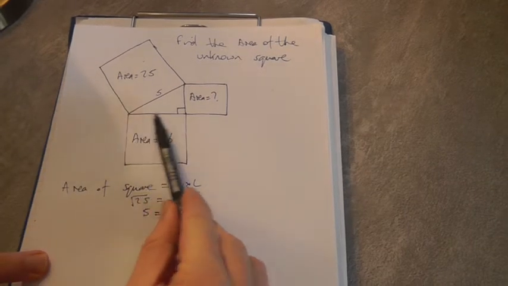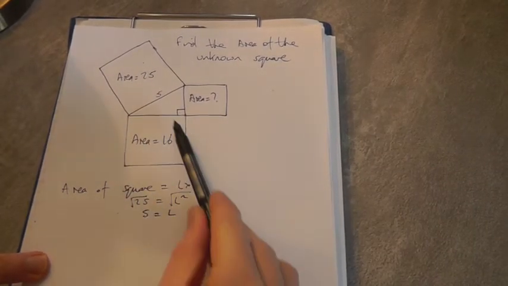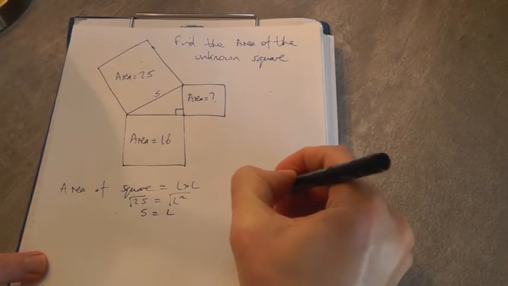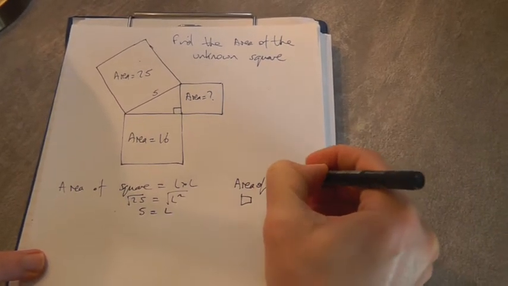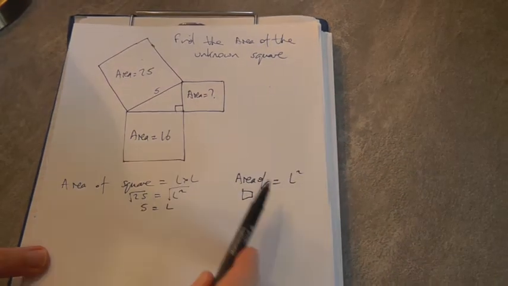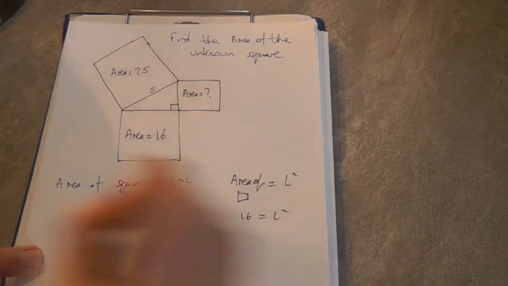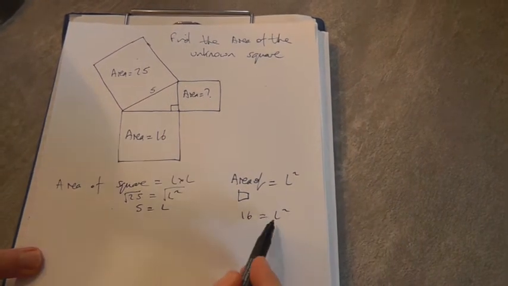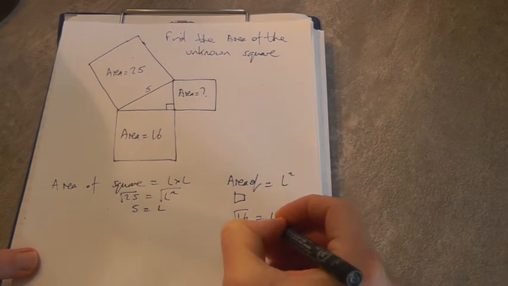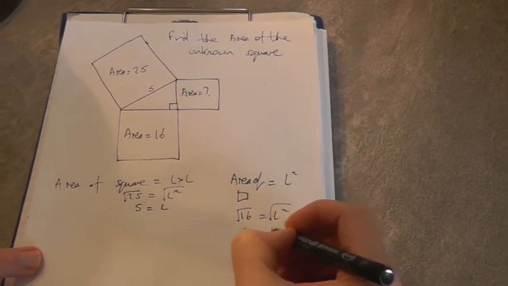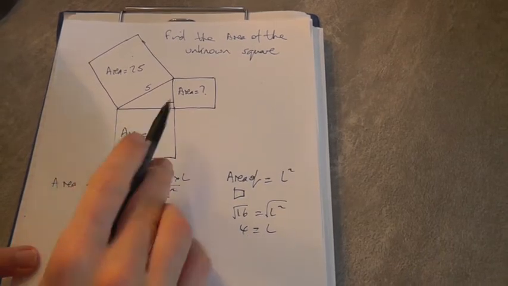I now want to find the length of this side here. I know the area of this square is 16, so area of square equals L squared again. So 16 equals L squared. If I want to find L, I square root both sides, and the square root of 16 is 4, and the square root of L squared is L. So 4 is equal to this length here.